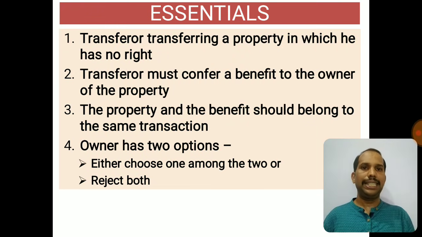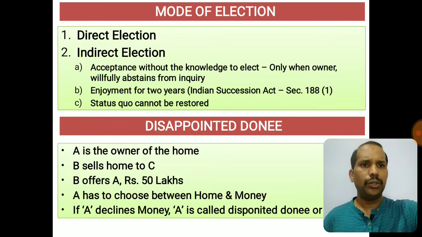He can say that I can take the money, or he can say I need my property, or he can say no, I don't want your transaction at all. I need my property as is, and I am continuing with that. I'm happy. You can say that also. That's the essentials. Four essentials you need to remember. Now this is a quick slide.